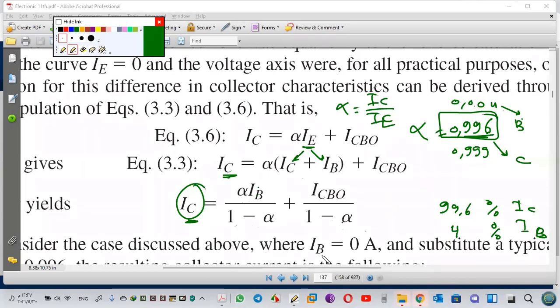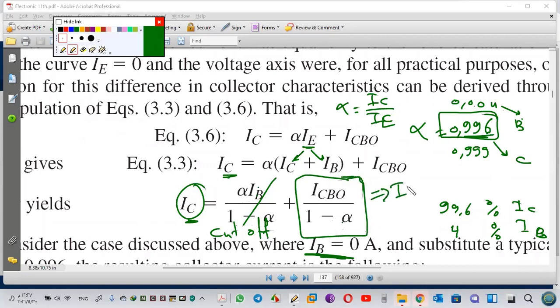So in the cut-off region, this is 0. So what do we have? We have this one, and this value has a name: ICEO. Okay. Now let's discuss this number. Alpha usually is 0.996. So it is ICBO over 1 minus 0.996. You can use a calculator together and find the value.